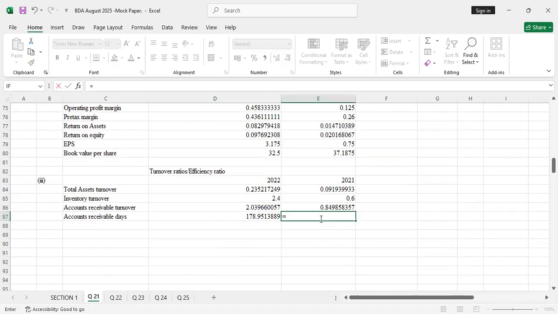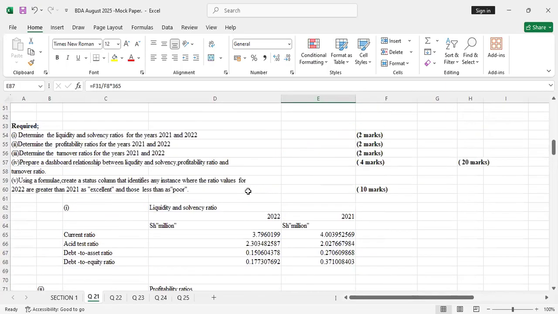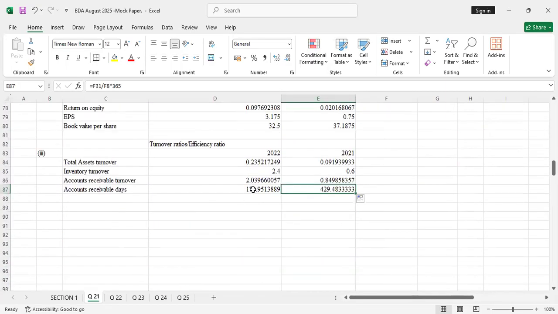Did you do the same? I don't know if I'll be able to track. Dragging it won't work because the 365 will be missing. Let me see. Yeah, it captures it automatically. You can see times 365. So this will give us 429 for the next year. This will be F31 over F8 times 365, if the previous one was E31 over E8. That's correct. That's how you do the accounts receivable days.